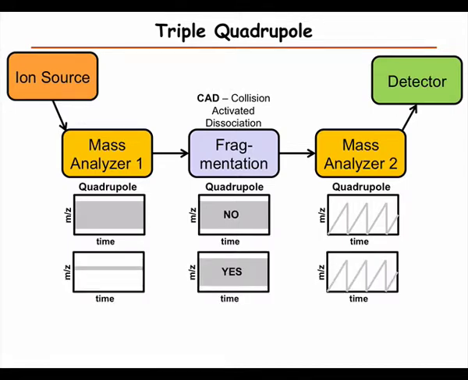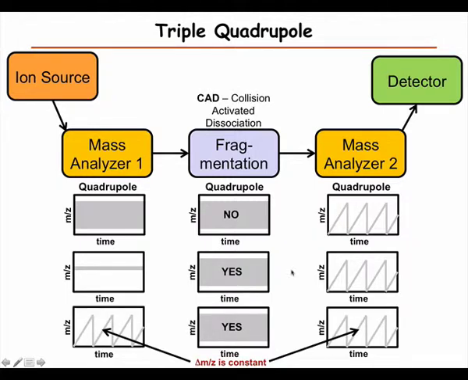So the next thing, after you know what's there, is that you can select one of these m over z's and just let those ions through, and then fragment them in the fragmentation chamber, and then scan mass analyzer 2 again to get fragment mass spectra. And you can switch between these two modes quickly.